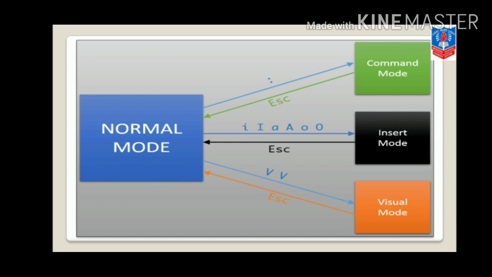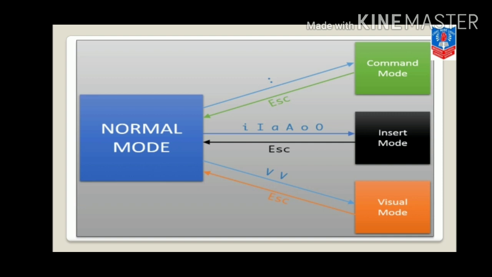So next, children, you have this image on your screen. We are starting the editor in normal mode. So you can see this blue box. It has its three directions different. First, it goes to command mode by pressing colon. Then command to normal mode by pressing escape key.